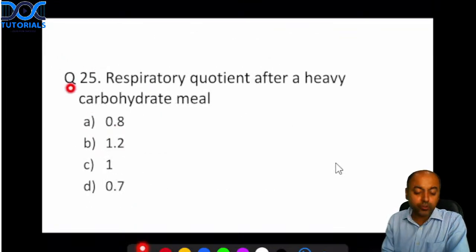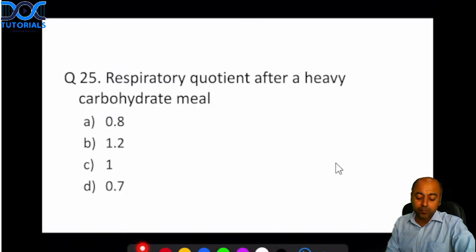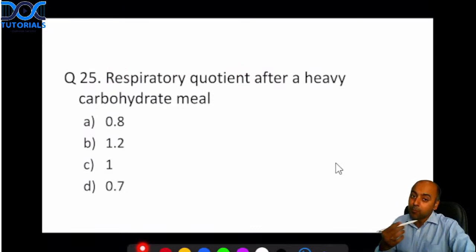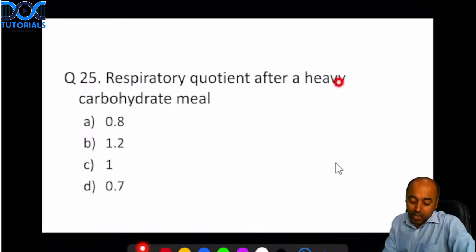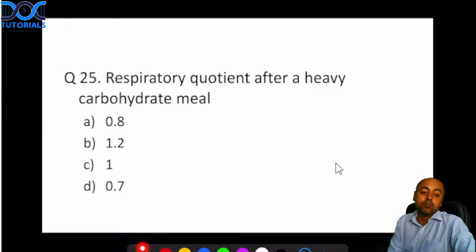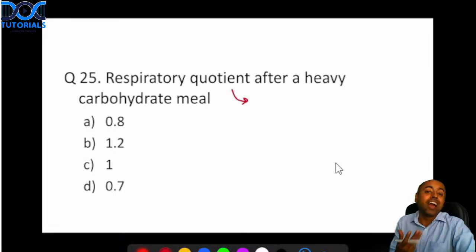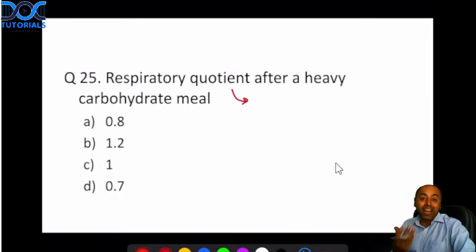Then we go to question 25. Question 25 is about a very important topic, respiratory quotient. Respiratory quotient is a very frequently asked question in the exam. It has come multiple times in the last few years. After a heavy carbohydrate meal, what should be the value? You have the different options, 0.8, 1.2, 1, 0.7. For this, you should know the respiratory quotient value of the different macromolecules.